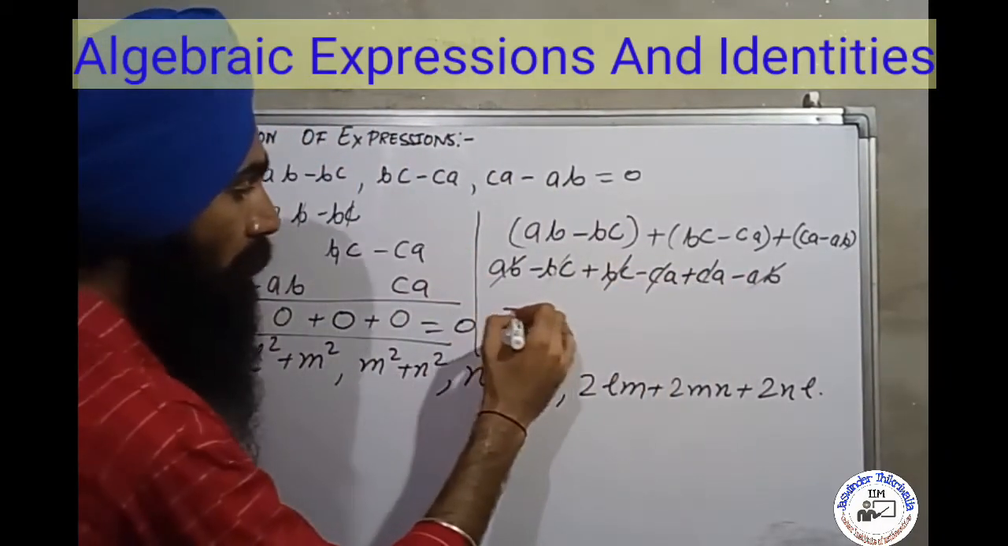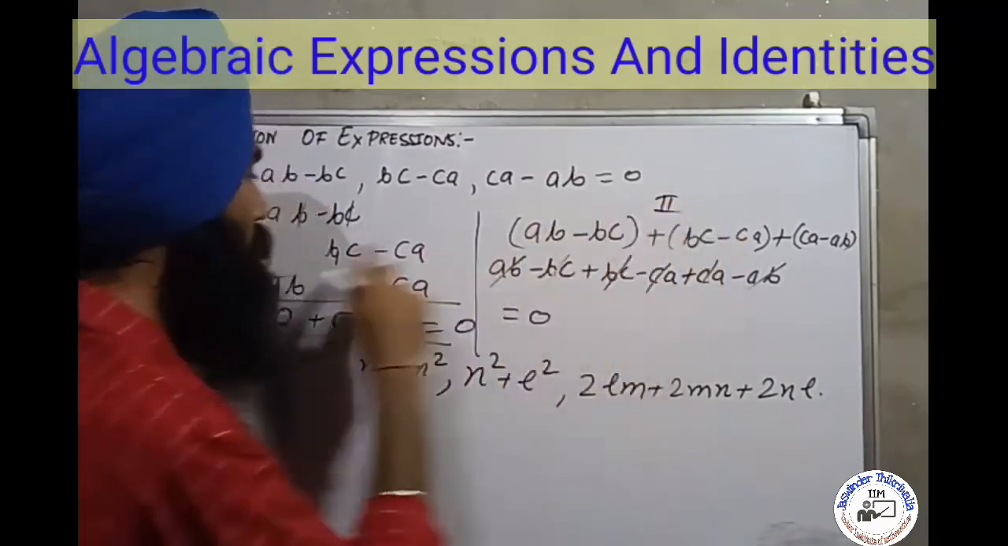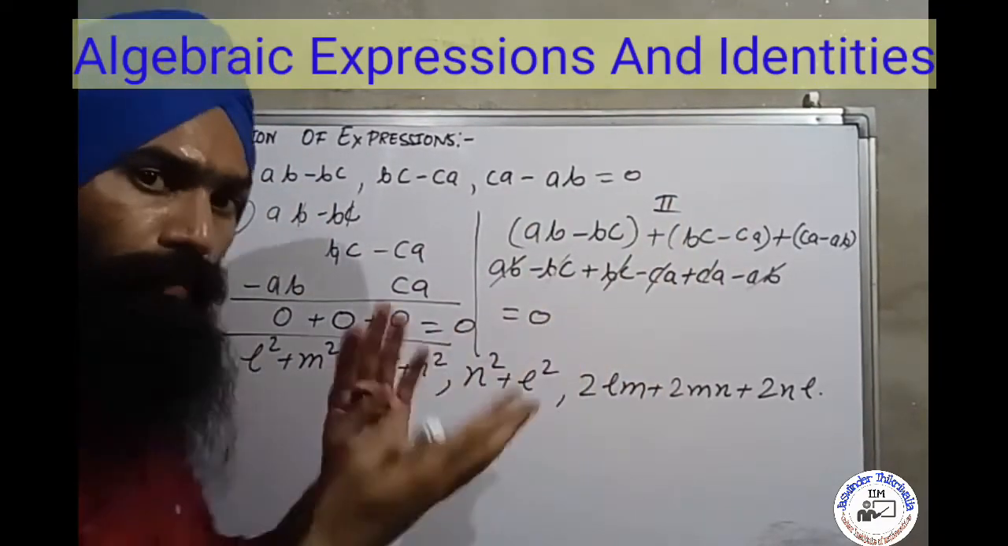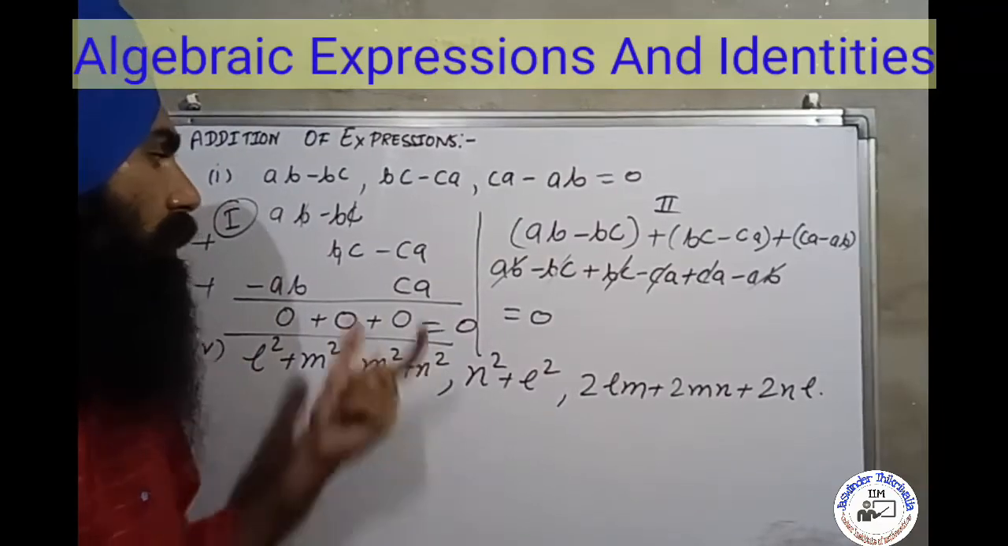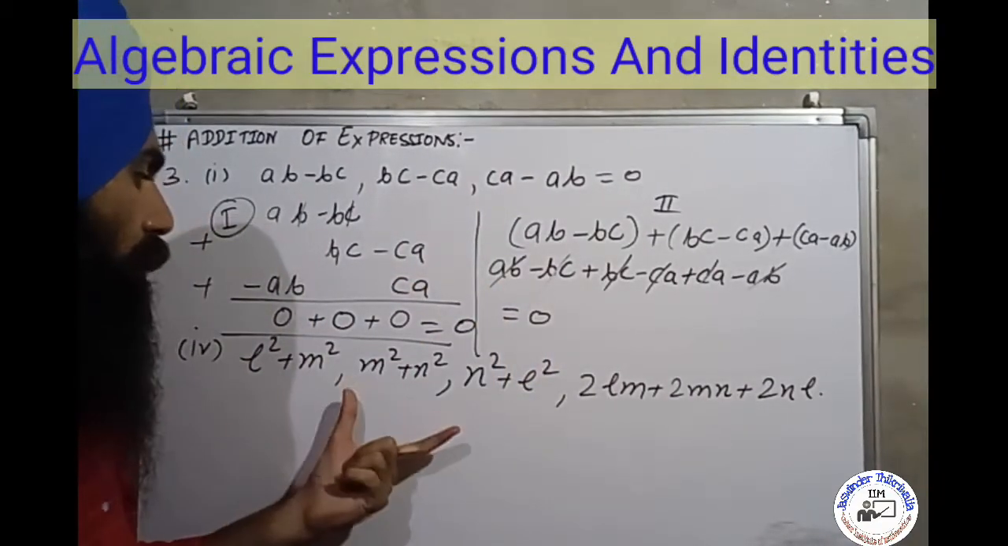So what will be its answer? Its answer is 0. So this was the first method, and this is the second method. You check both, and apply whichever you think is easy. जेड़ा सौखा लगा तरीका वो कर लो. Okay. Now take one more example.